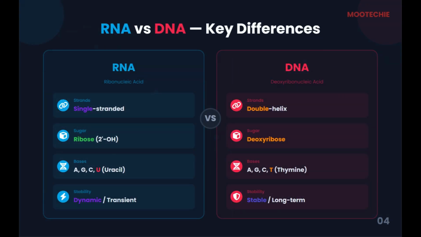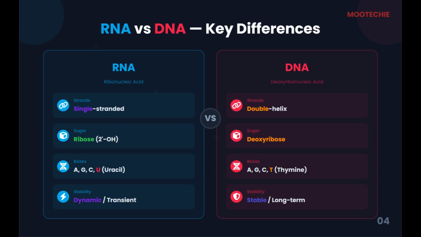Now, to really understand RNA, it helps to see how it differs from its famous cousin, DNA. This slide presents a clear side-by-side comparison. On the left, we have RNA, or ribonucleic acid. It is single-stranded. Its sugar is ribose with that 2' OH group. Its bases are adenine, guanine, cytosine, and uracil. And its nature is dynamic and transient. It's often made, used, and then broken down.